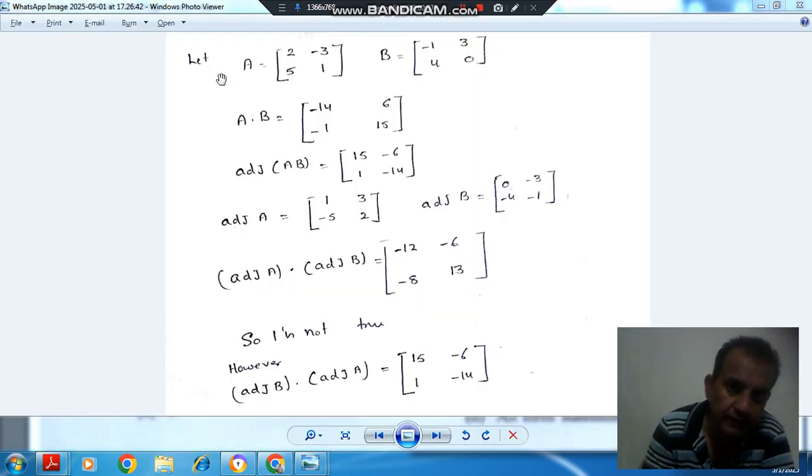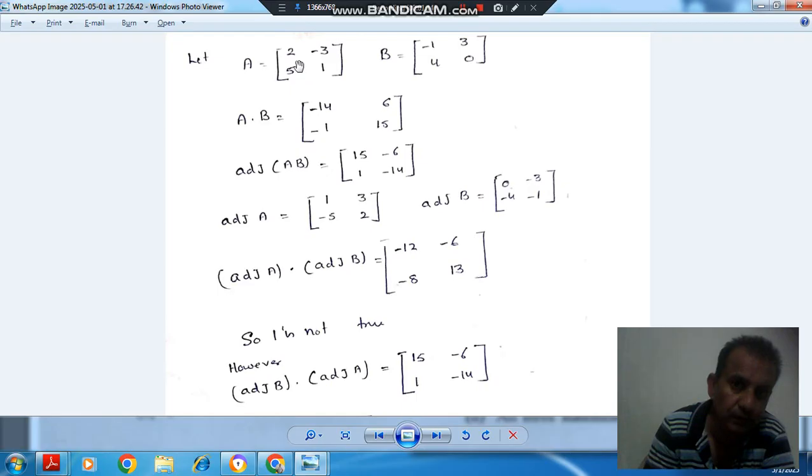So to solve this, let A matrix be [2 -3; 5 -1] and B matrix be [-1 3; 4 0]. So 2, -3 is the first row and 5, -1 is the second row for A, and -1, 3 is the first row and 4, 0 is the second row for B.